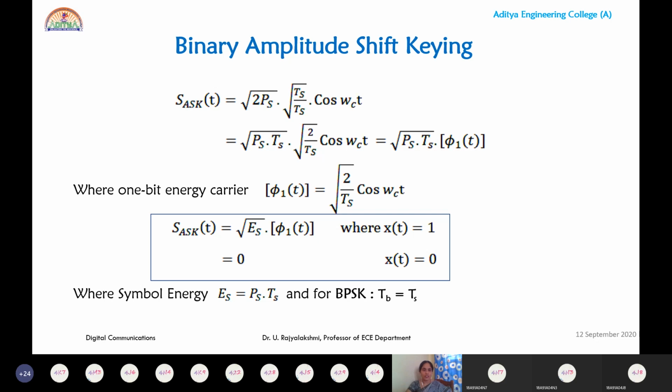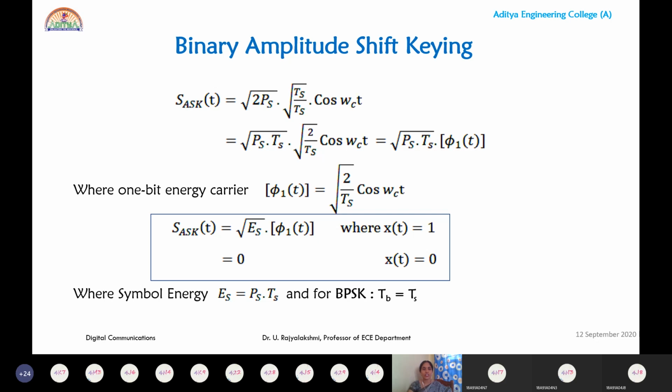Okay, so like that, based on the number of bits transmitted per symbol, you will have that many energy carriers. But here we'll have only 1-bit energy carrier, that is phi1 of t. But in M-ary transmission technique, you will have n number of 1-bit energy carriers. Okay, so how can you represent the ASK signal now? Root Es into phi1 of t, where phi1 of t is root 2 by Ts cos omega ct. Okay, this is when input data x of t is 1.